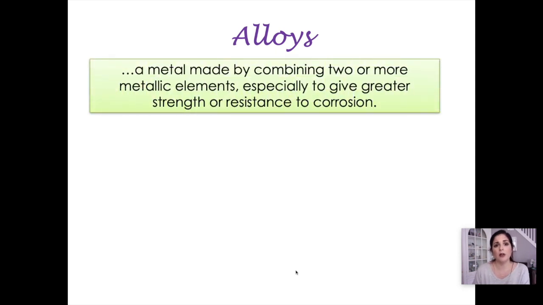And what is an alloy? Well, alloys are new metals that are made by combining two or more types of metallic elements. The reason why we make alloys is to give greater strength or to give resistance to corrosion. So, for example, steel, you will not find steel on the periodic table, but instead it's iron that's combined with carbon atoms. When we combine the carbon atoms with the iron, it becomes much stronger than it would be without them, and it might resist corrosion a little bit better. Now, steel might still corrode, but it's not going to corrode as fast as elemental iron will.